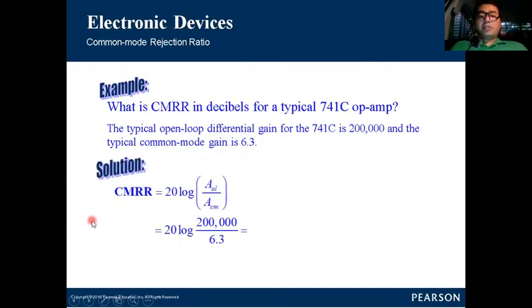So here is the solution. So we will use the equation earlier. So CMRR is equal to 20 times logarithm of open loop gain divided by the common mode gain. Take note, both of the gains are unitless. All right. Substituting the values, we have 20 times logarithm of 200,000, which is this one, divided by 6.3.